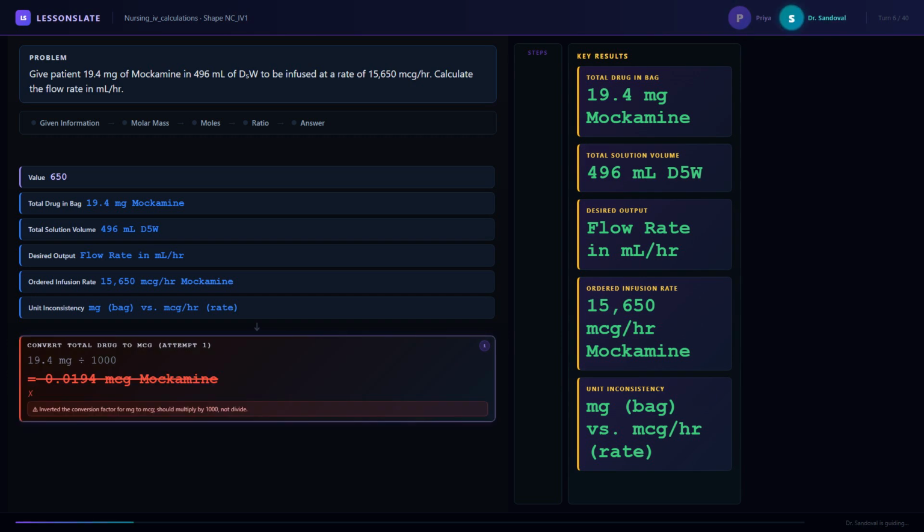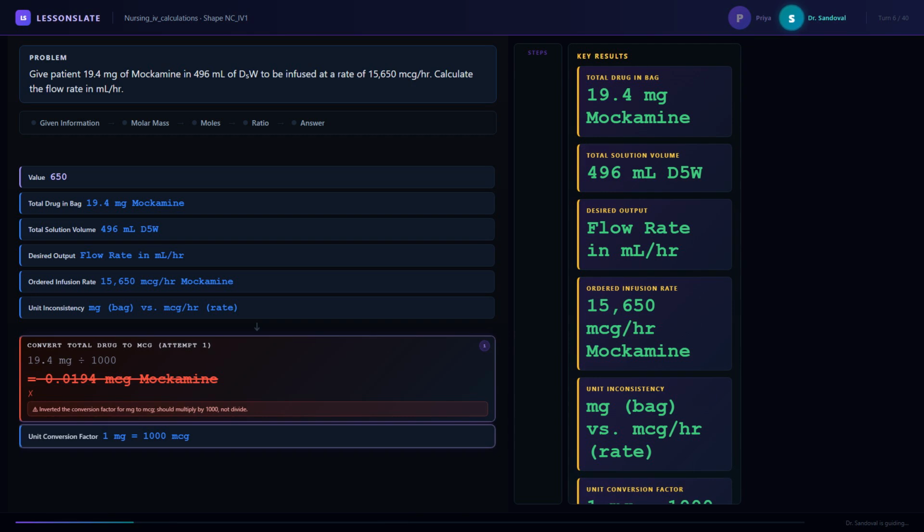You're on the right track with converting the total drug amount, Priya, but let's re-examine that conversion factor. Remember, 1 milligram is a larger unit than 1 microgram. Think about how many micrograms are in 1 milligram. Should we be multiplying or dividing by 1,000 to go from milligrams to micrograms?